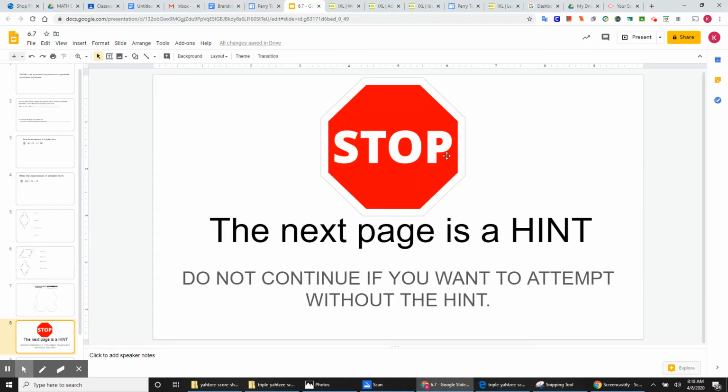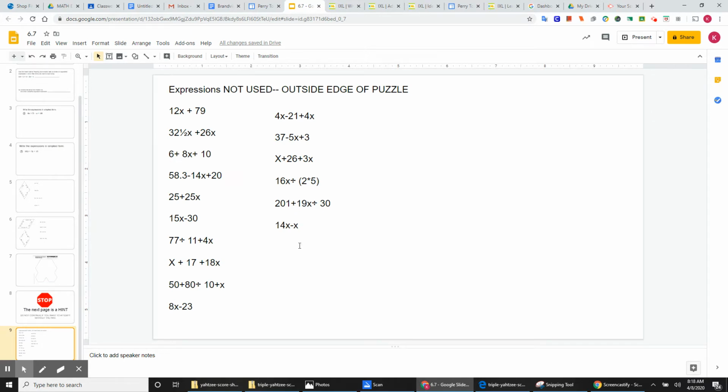Okay, so stop if you do not want the hint. If you do, here are the expressions that you will not use or that are on the outside edge of the puzzle. So if you want to pause the video and cross those ones out to help you, you can. If you tried it and you're stuck, then you can go in and cross these ones out and that will be helpful as well. Good luck today.